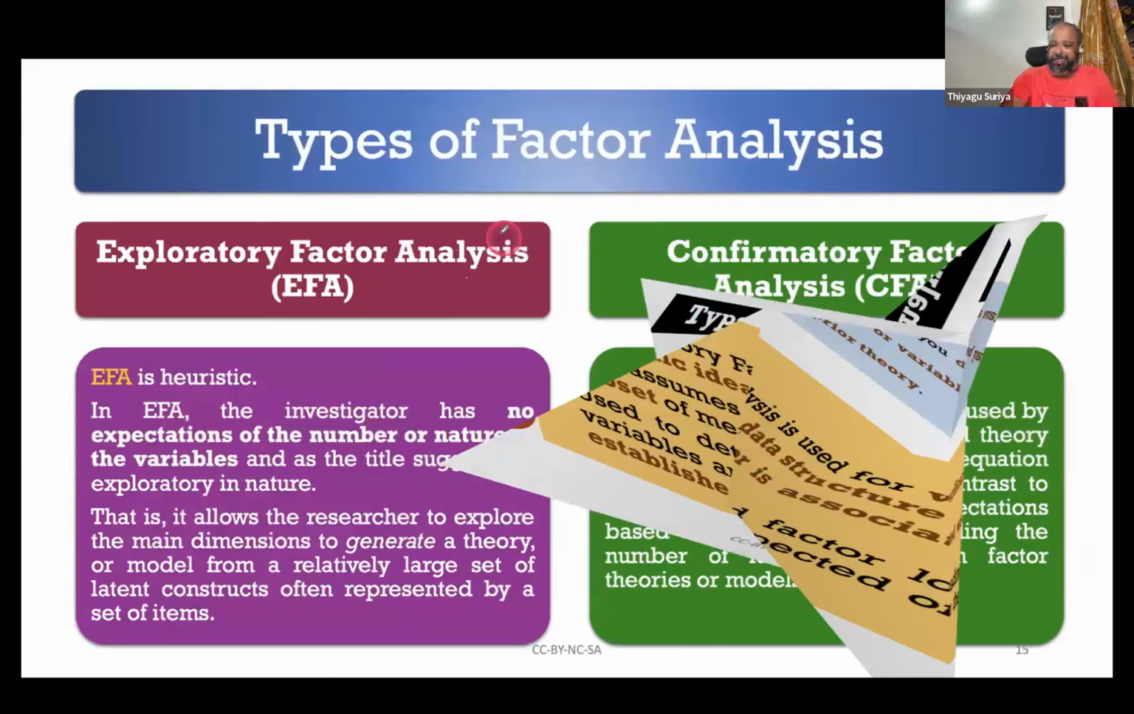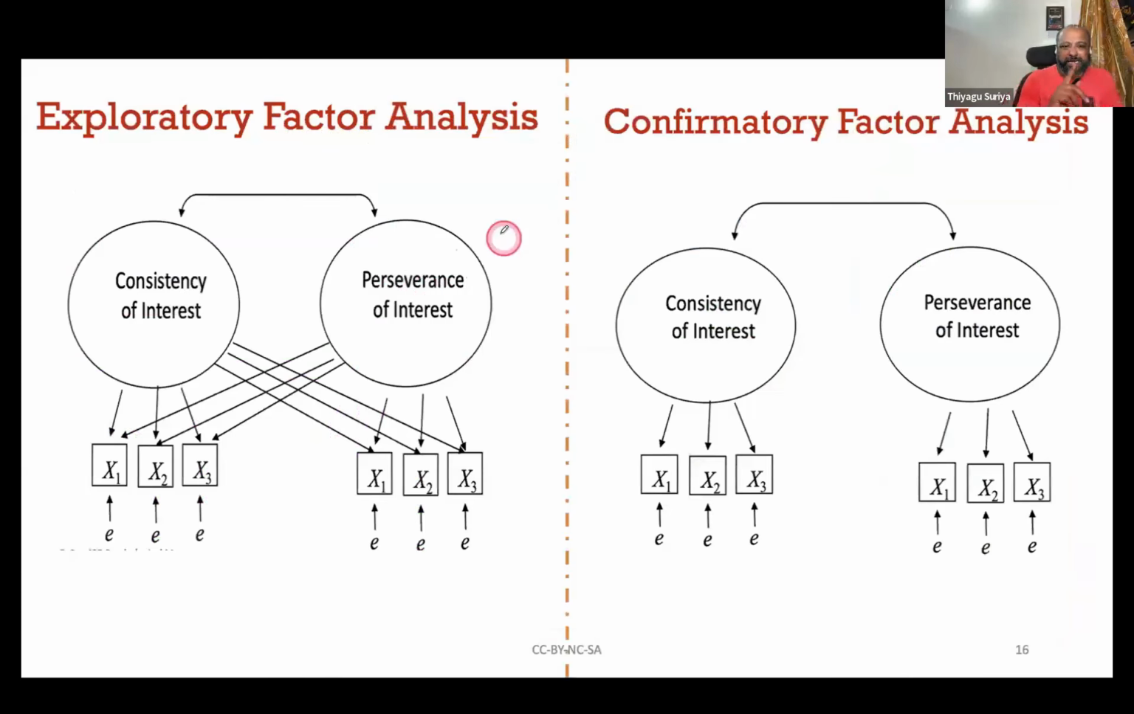Let me give some examples, because you know the difference between exploratory and confirmatory. In confirmatory, we already have the theoretical knowledge. For example, consistency of interest is one factor construct. Perseverance of effort is another construct. We have 3 items for this one.